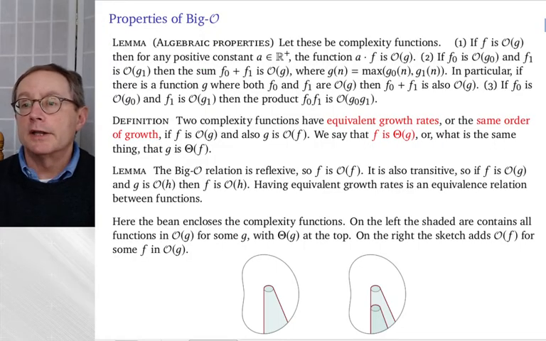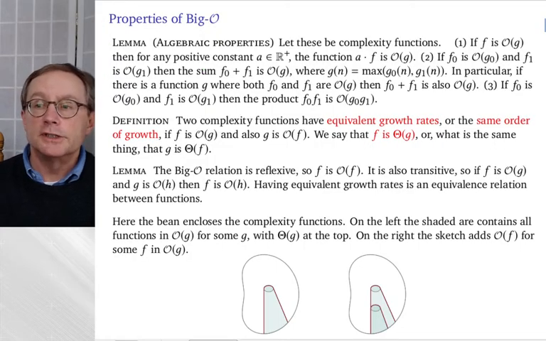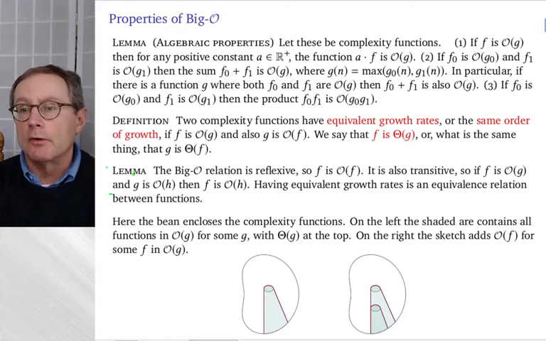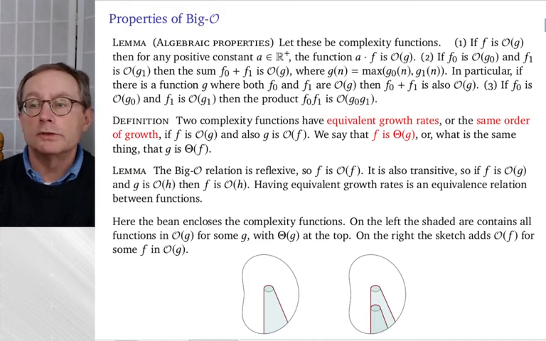Okay, so we say that two functions, these complexity functions, have equivalent growth rate, or the same order of growth, if f is big O of g and also g is big O of f.